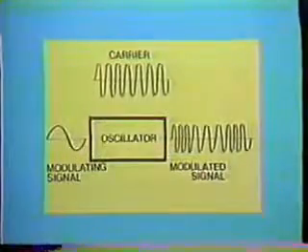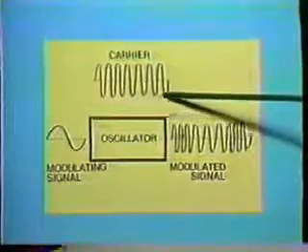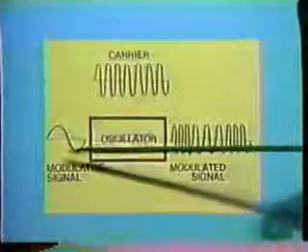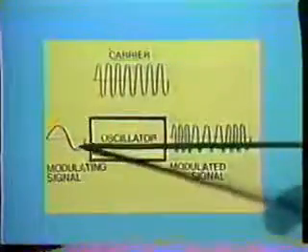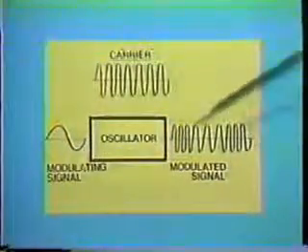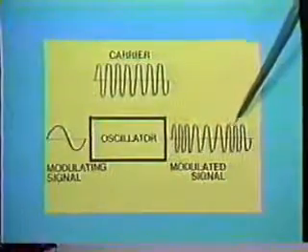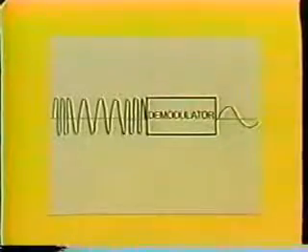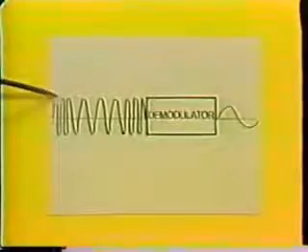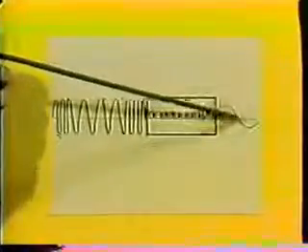Now let's repeat that. The carrier is generated by the oscillator, and when the modulating signal is applied, the frequency of the carrier will vary. When the modulated signal is received, it is demodulated in order to recover the modulating signal.